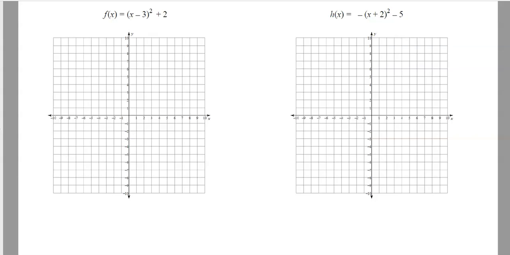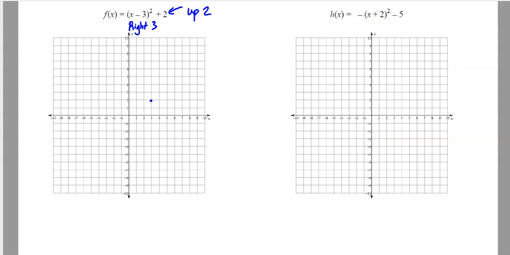So remember, this back number, if it's positive, this is telling me that it's going to get shifted up 2. In the parentheses, it's opposite of what you would think. So since it's a -3, it's really going to be going to the right 3 units. So my vertex is going to go 3 to the right, 2 up, which is going to put me right here.